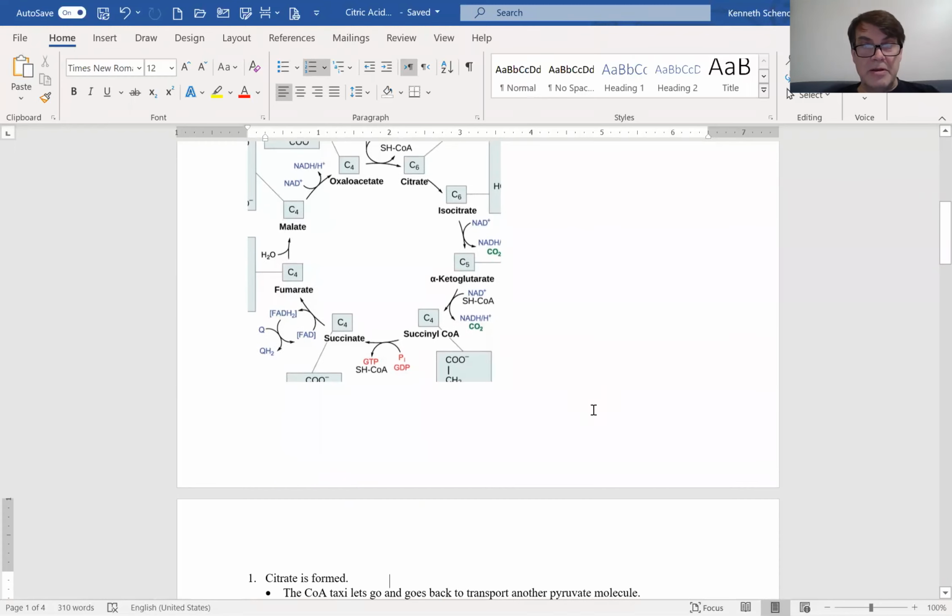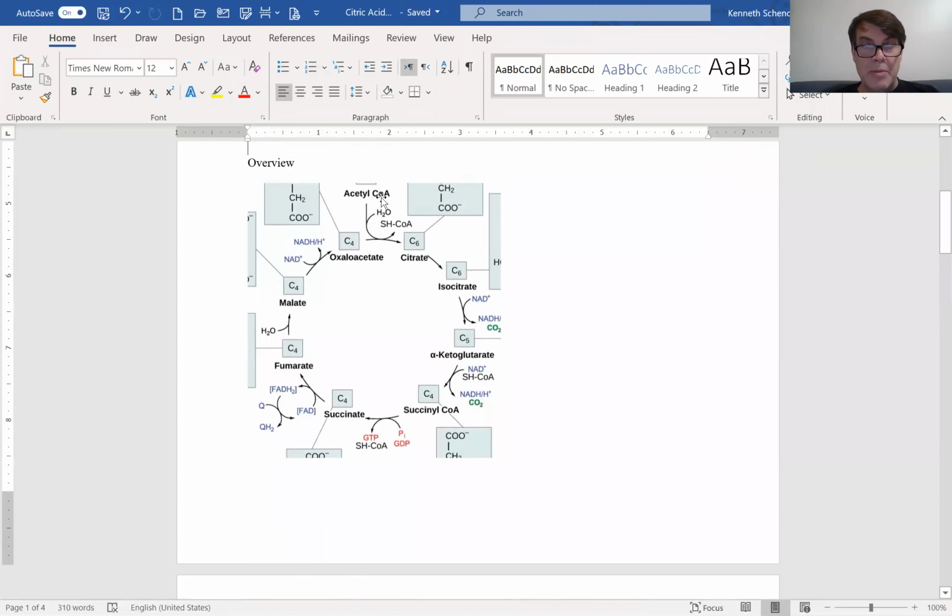Well, this is a lot of detail. I don't know how much you're expected to memorize of all this, but this is the eightfold path. It comes in here on the acetyl-CoA, and then citrate, isocitrate, alpha-ketoglutarate, succinyl coenzyme A, succinate, which really sucks. Fumarate, very angry because it's lost water. Malate, and then oxaloacetate, and then we start all over again. This is the citric acid cycle.